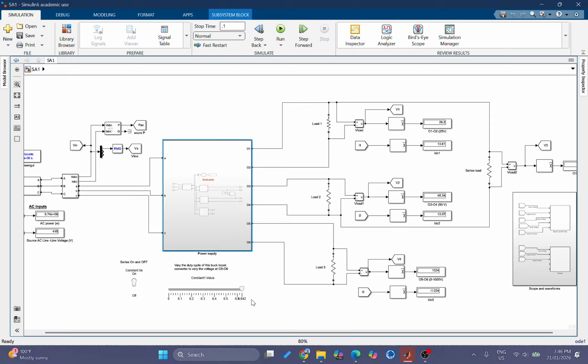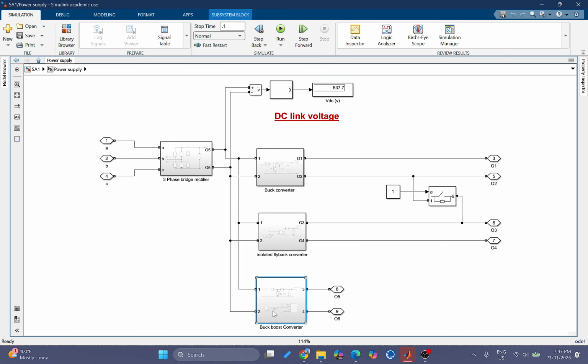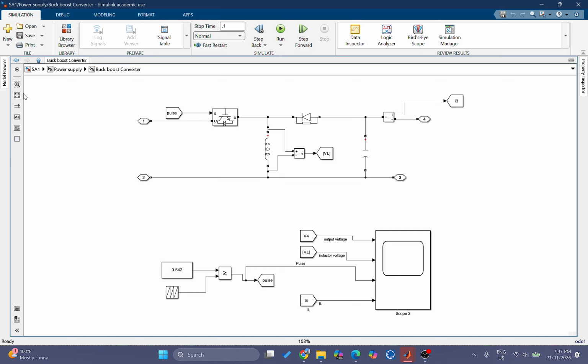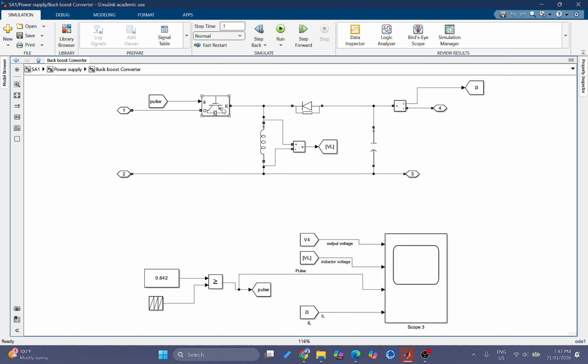The maximum duty cycle is 0.65 and minimum is 0.1. By changing this slider, we're able to get different outputs. Firstly, I will show you the buck boost converter here. Each buck boost converter has an IGBT, then an inductor, and a diode connected in this topology, and a capacitor here.